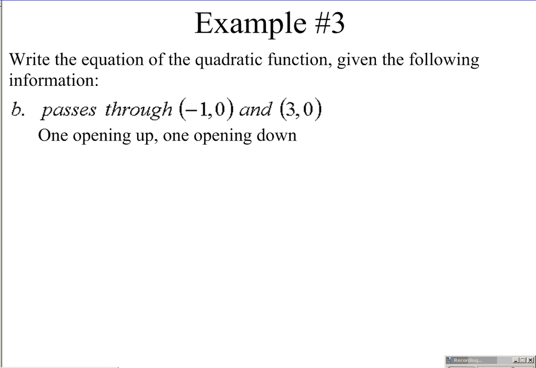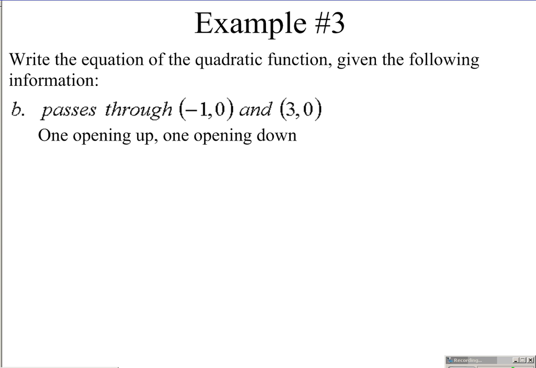Write the equation of the quadratic function given the following information. This time it passes through the points -1, 0, and 3, 0. And we want one opening up and one opening down. In other words, there is not a single solution to a parabola that passes through these 2 points.